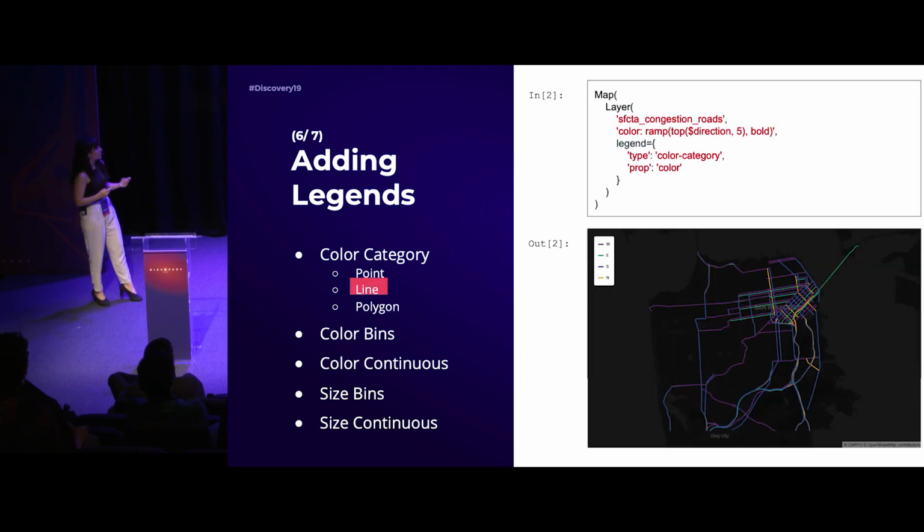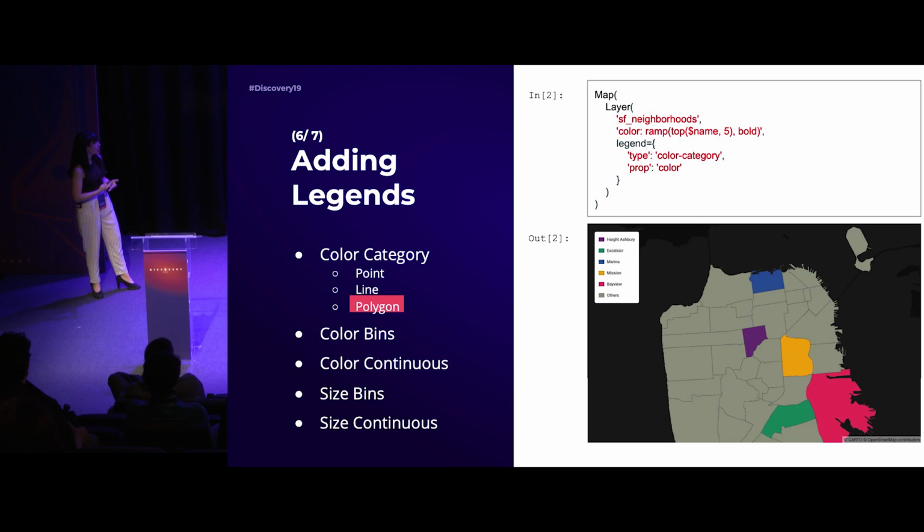For lines, it works similarly. As I said, you don't need to write color category line, but you could if you want to say it more explicitly. And here, the same with polygons. In this case, what we are going to see is small squares in our legends.